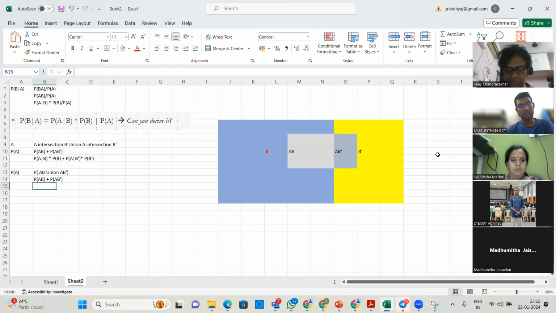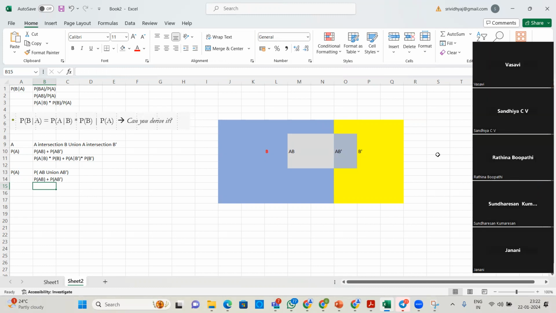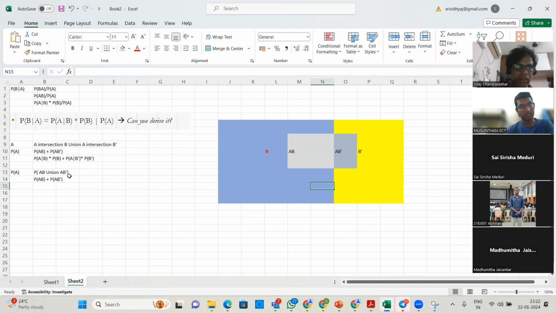Meena, who was the one who asked that question? Madhumita. All right. Now, given this, do you understand how this came about? Yes. Good. Very good. I hope this diagram helped.